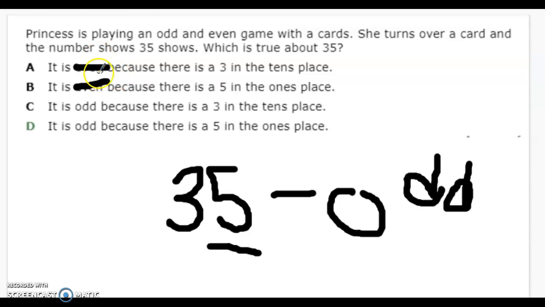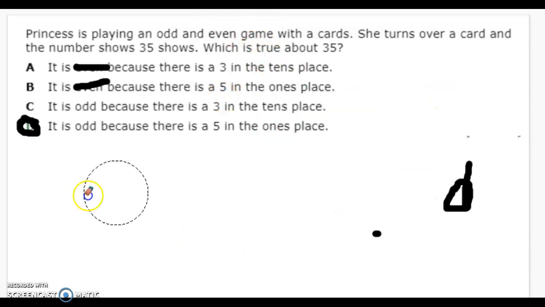Do your process of elimination. Those cannot be your correct answers. We've already determined that this is an odd number. It is odd because there is a 3 in the tens place. No, we're not looking at our tens place to determine if this number is even or odd. We're looking at our ones place. So it is odd because there is a 3 in the tens place. That makes it wrong. Or it is odd because there is a 5 in the ones place. That is the correct answer. So here, letter D would be the correct answer. Okay? So that's just one way your question can be asked.